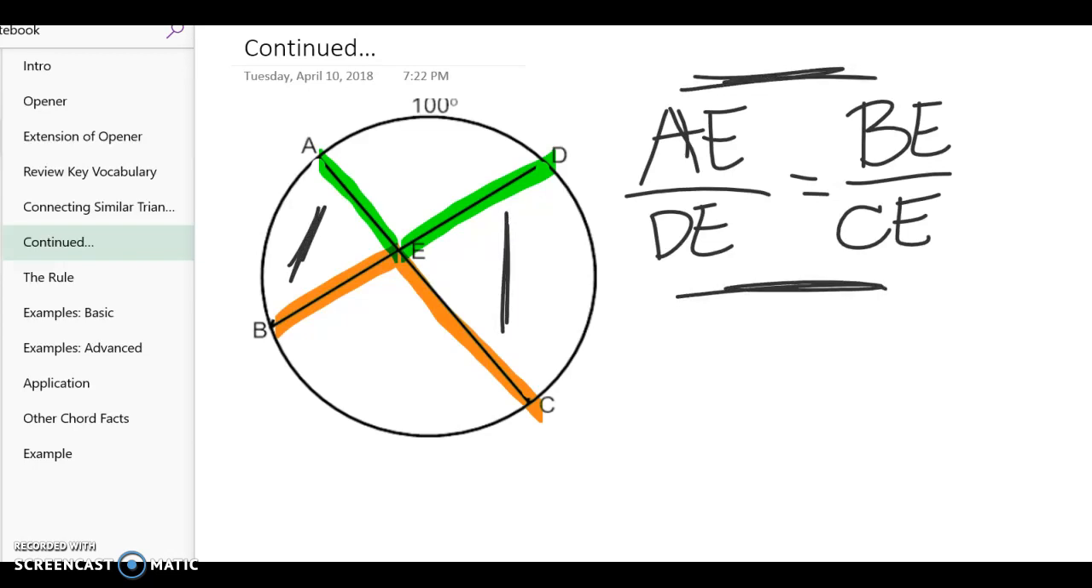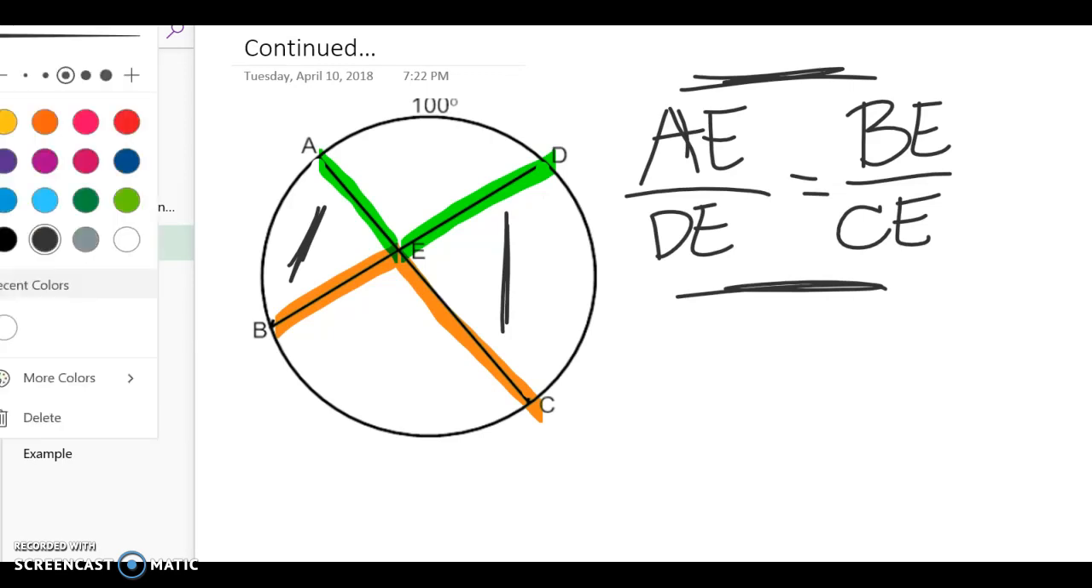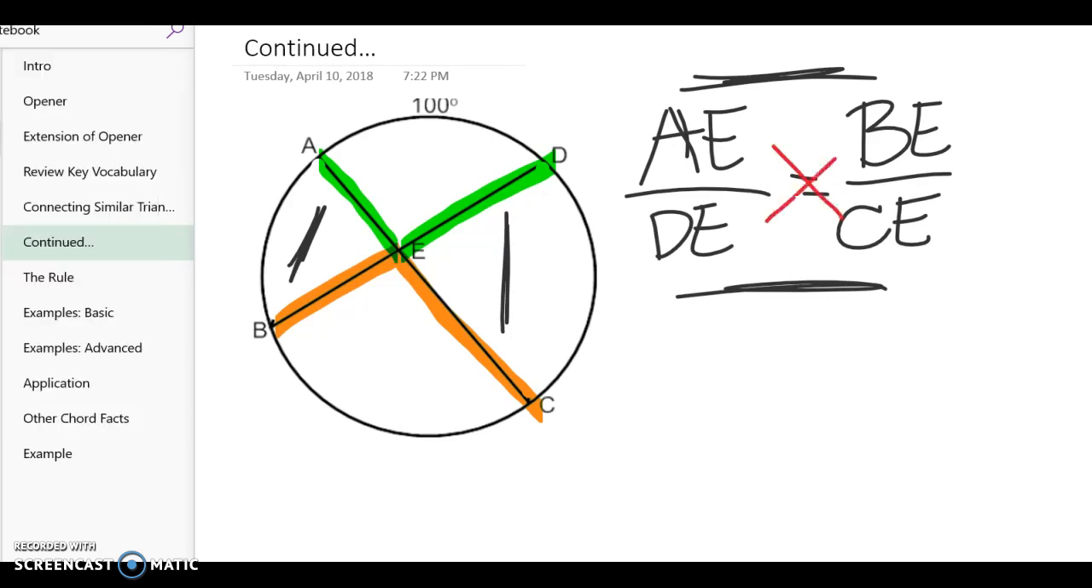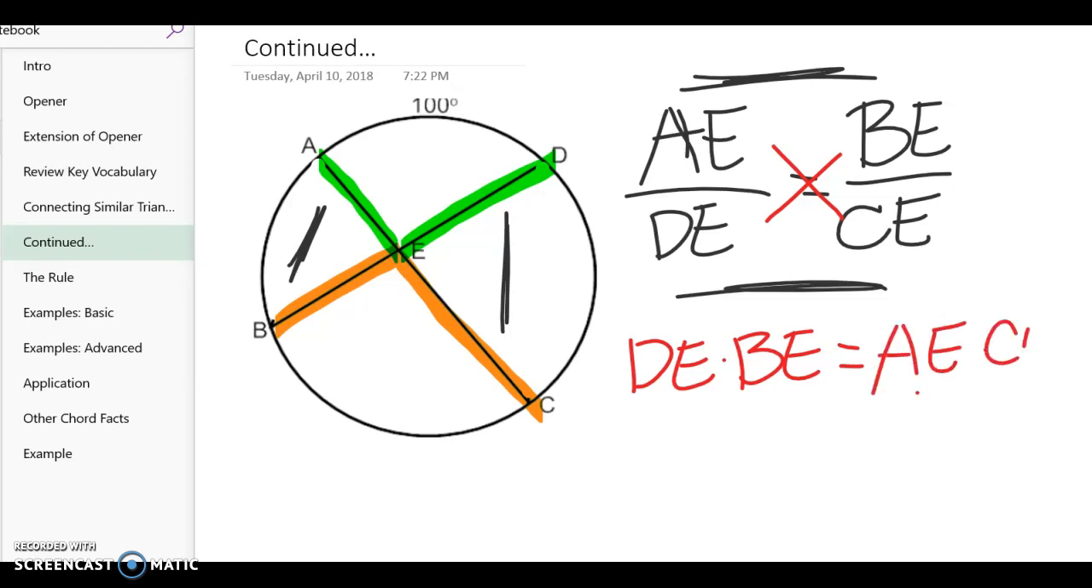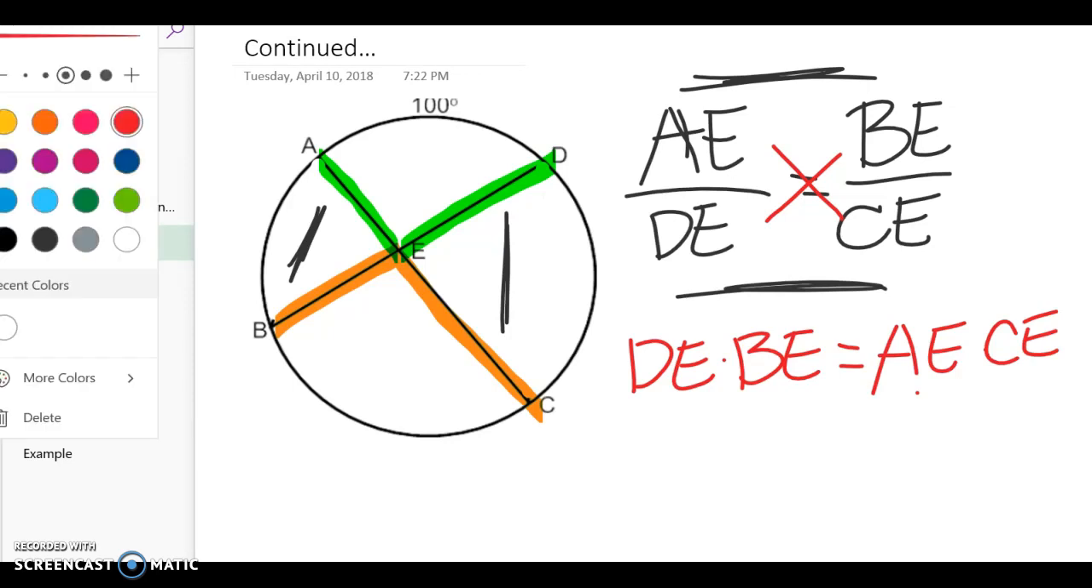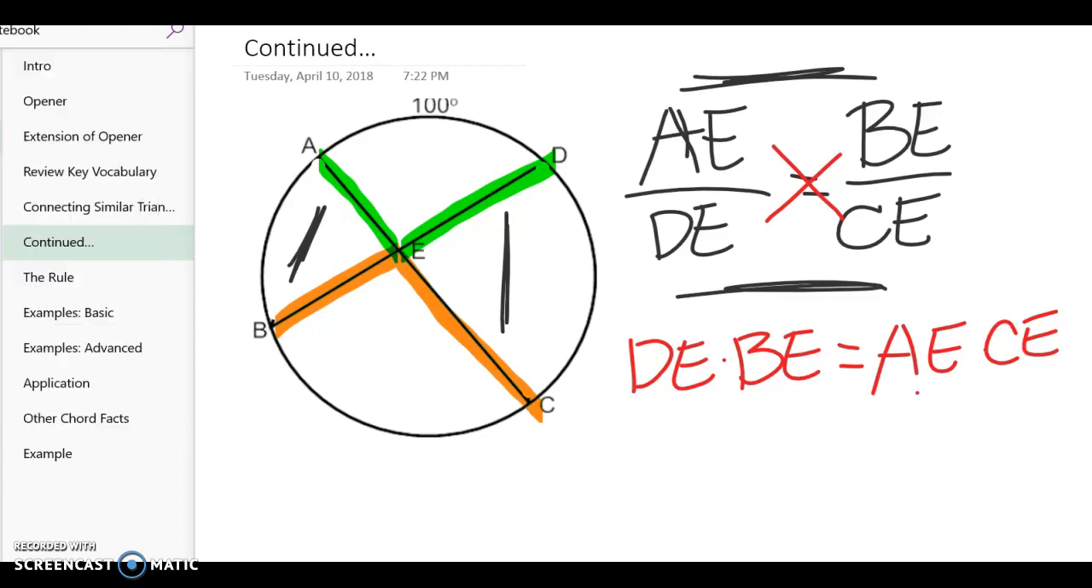So if I knew some numbers here, what would I do to solve this? If I had a number for AE and DE and BE, and I was trying to find CE, remember, anytime we solve a proportion, we are going to cross multiply. So I would take whatever DE is and multiply it by whatever BE is. And that would have to equal whatever AE is times CE. So let's just get specific for a hot second, all right? What if I told you that AE was 3 and DE was 9 and that BE was 5?